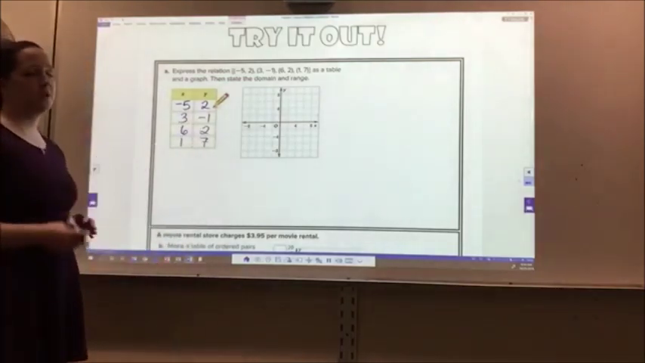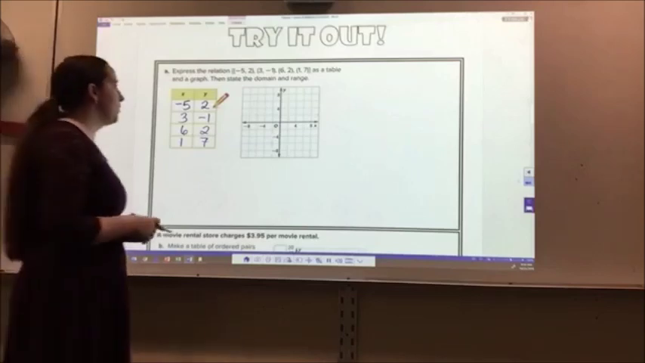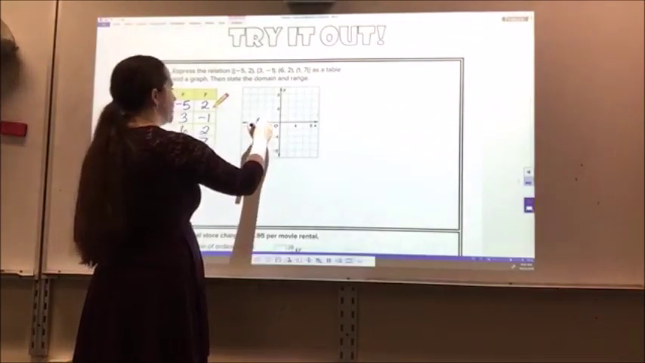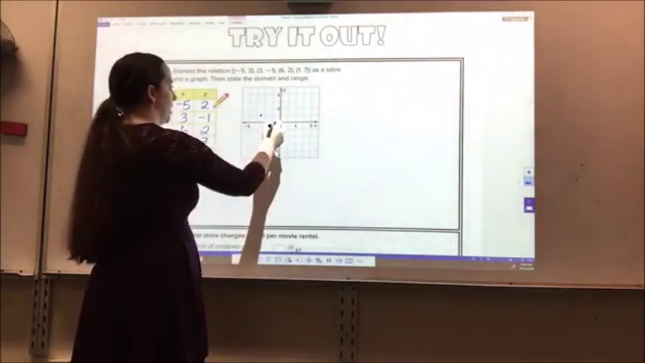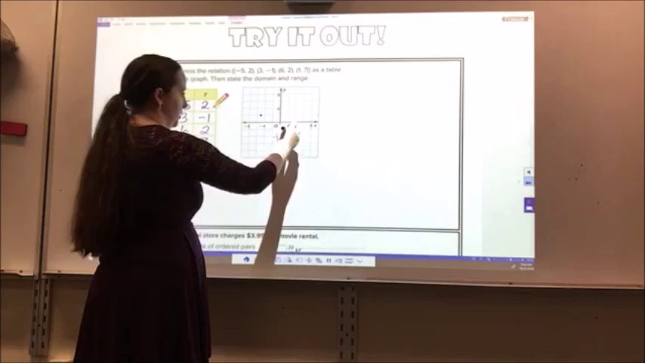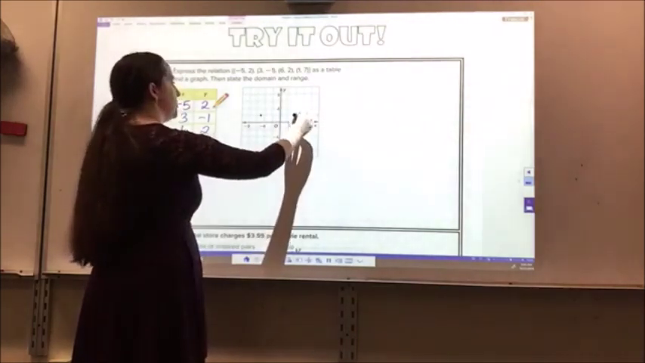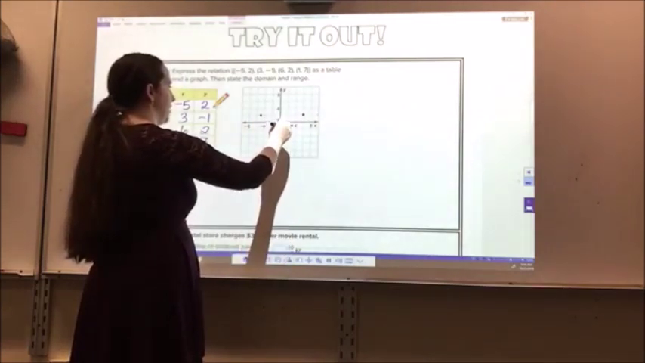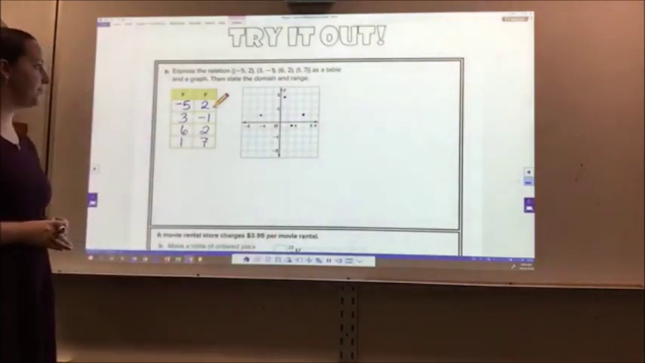Now that I have my coordinates listed, I'm going to go ahead and graph them on my coordinate plane. So for my first one, I go over to -5, up to 2, create my point. I go over 3, up or down -1, create my point. I go over to 6, up to 2, and over to 1, up to 7. Okay, so there's my points on my coordinate graph.